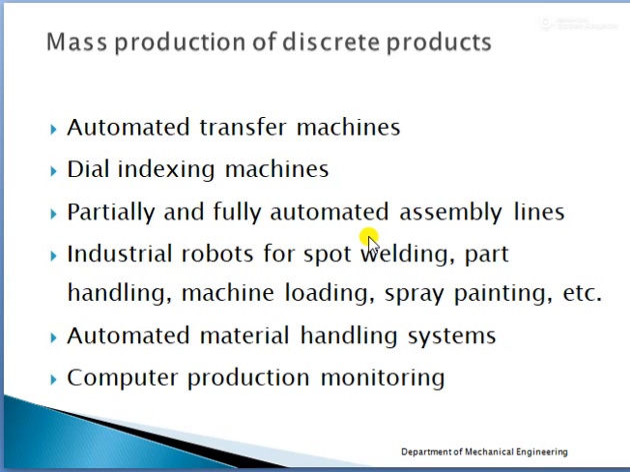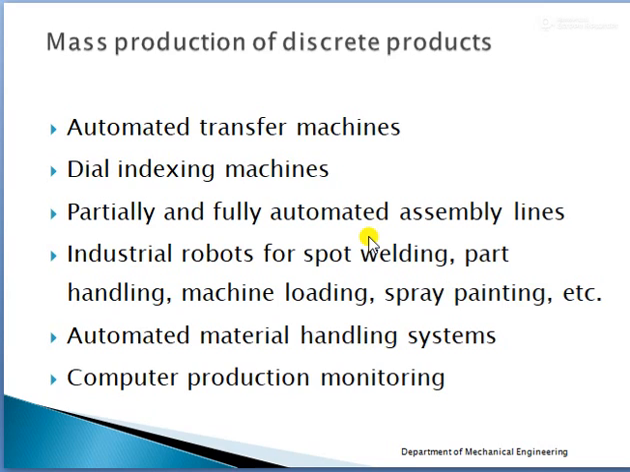Let us see the mass production of discrete product. Mass production of discrete product is dedicated production of large quantities of one product with limited model variants. Examples include automobiles and appliances like fridge, refrigerator, washing machine, cooler. These all are examples in case of mass production of discrete product.